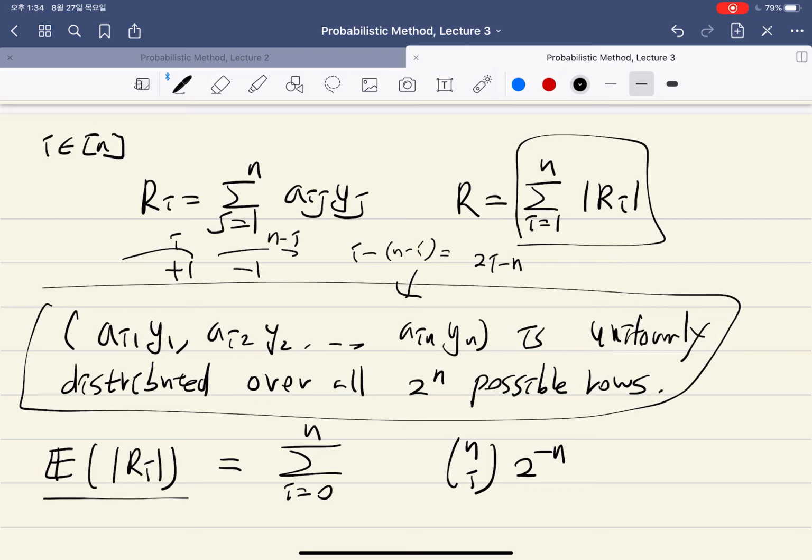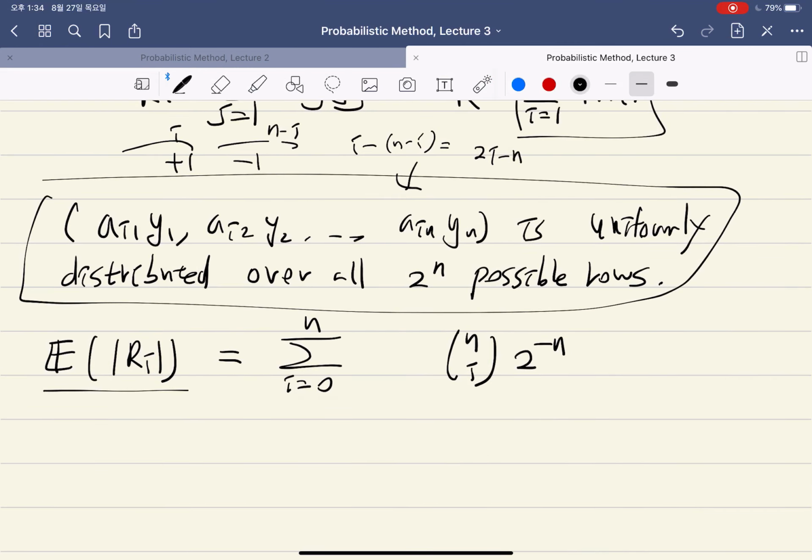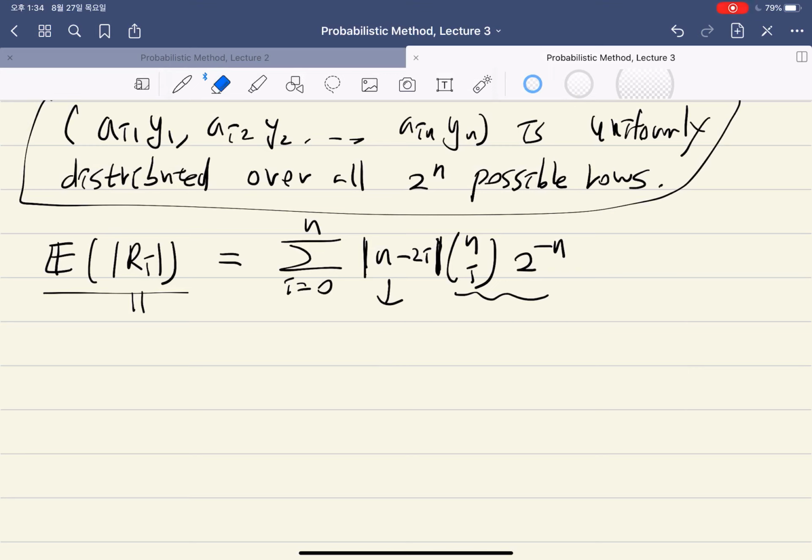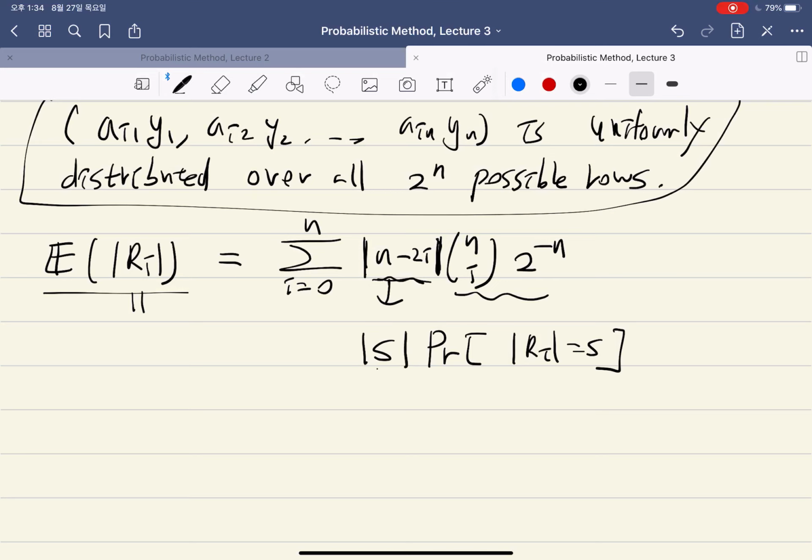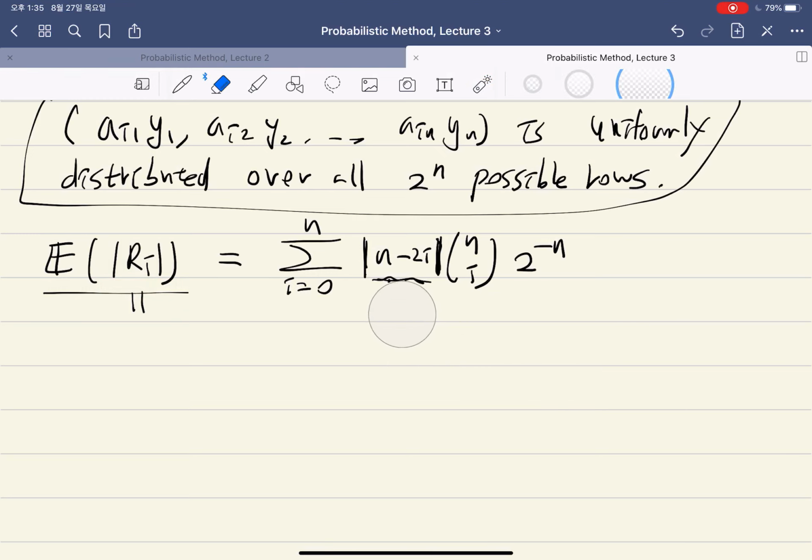But you have to be a bit careful because of the absolute value sign. Depending on i, you have to swap the sign. So let's just write the absolute value of n minus 2i. So this is the probability, and this is the value. Let's say this value is s, and this is the probability that R_i is s when s is exactly n minus 2i. So inside, n minus 2i is s, and you take the absolute value. This is the value that the random variable can take, and then you multiply by the probability. That's the formula for expectation.